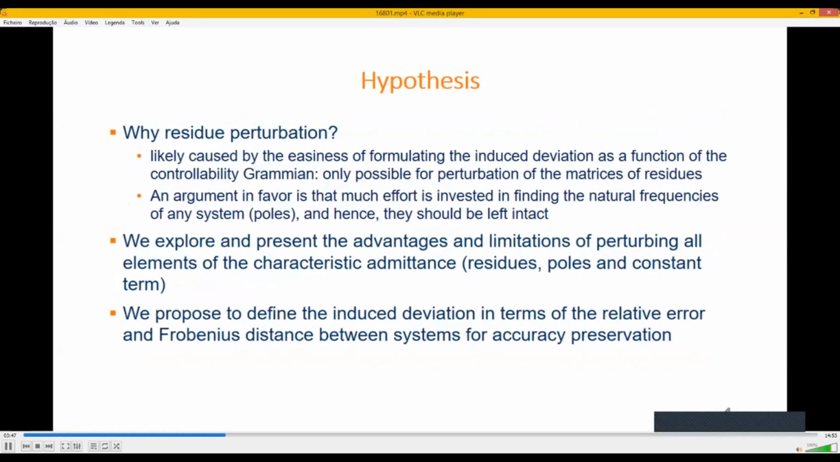In this paper, we explore and present the advantages and limitations of perturbing all elements of the characteristic admittance, not only residues, but also poles and constant term. We propose to define the induced deviation in terms of the relative error and Frobenius distance between systems for accuracy preservation.